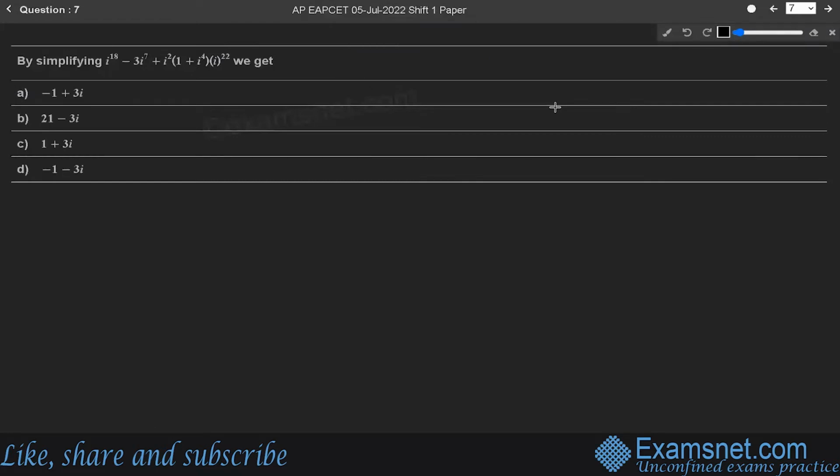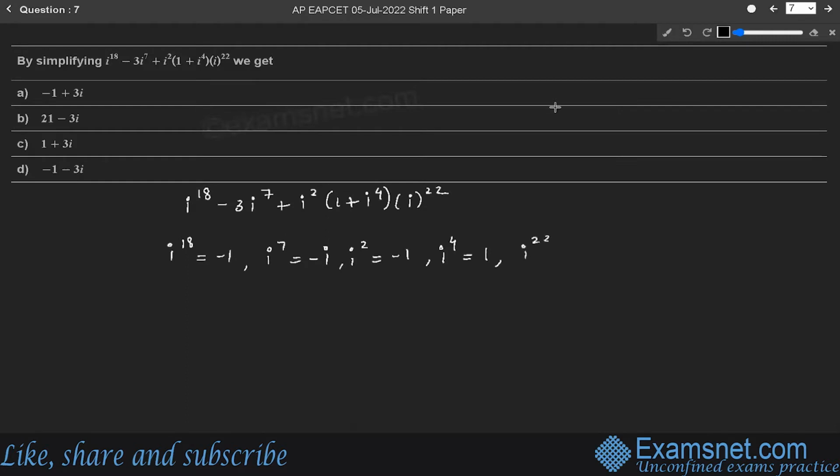Next question is, by simplifying i power 18 minus 3 into i power 7 plus i square into 1 plus i power 4 into i power 22 we get. This is a question which is from complex numbers. Here i power 18 is equal to minus 1. i power 7 is equal to minus i, and i square is equal to minus 1. i power 4 is also equal to 1, and i power 22 is equal to minus 1.